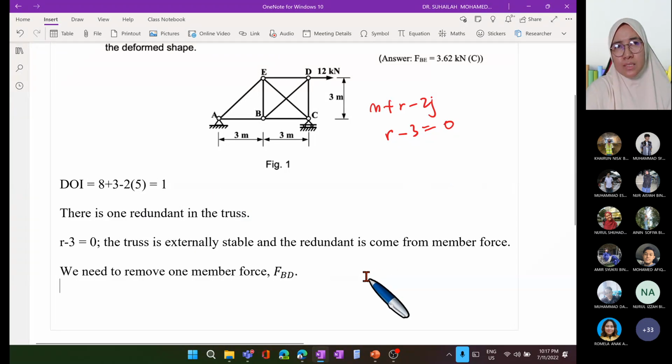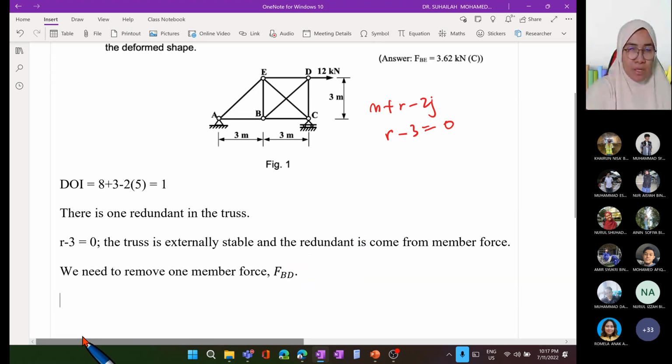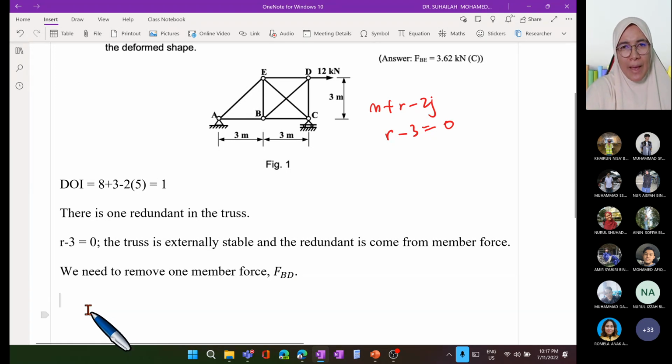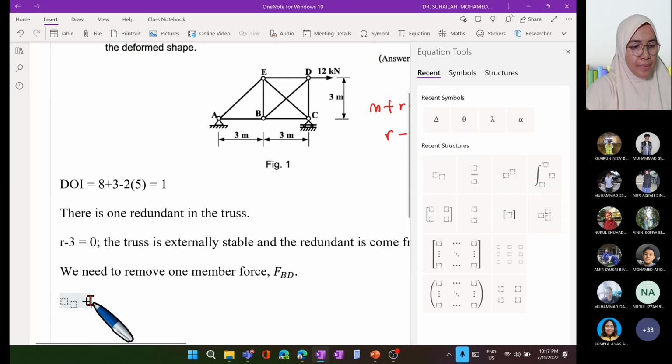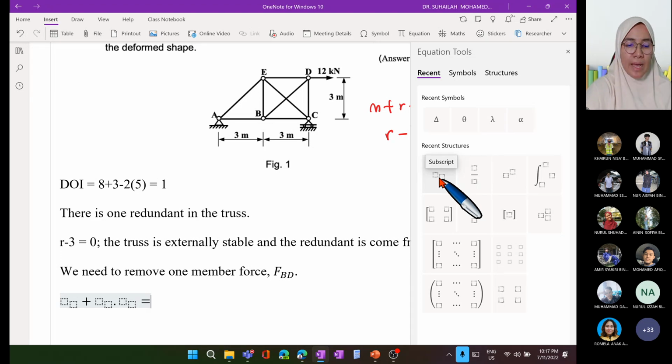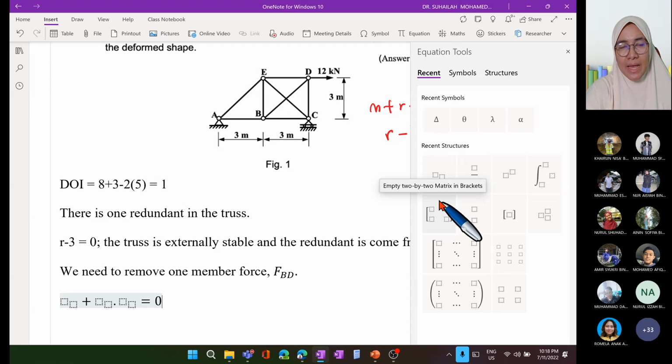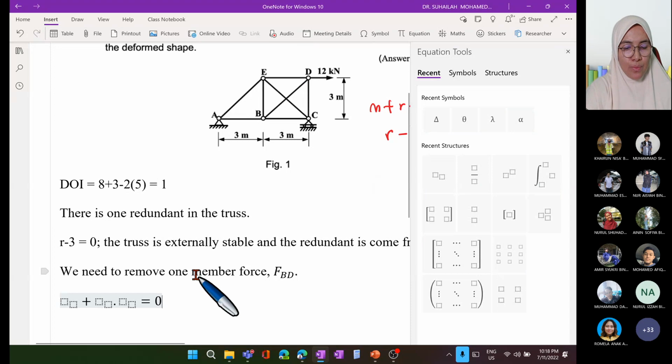Now, once we have chosen the redundant, straight away we can write the standard form of compatibility equation for one redundant. As usual, same as beam, same as frame. Remember F is force. So it is P delta equal to actual. Actual is equal to 0 except when there is a support settlement.